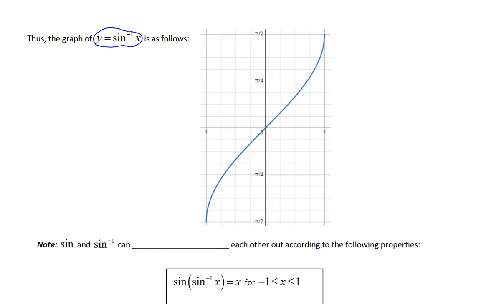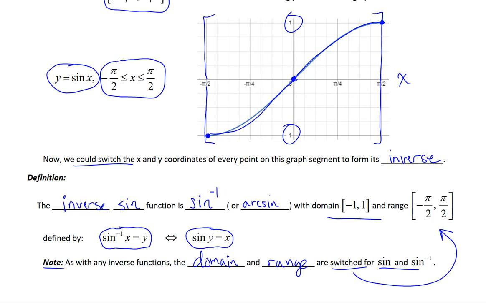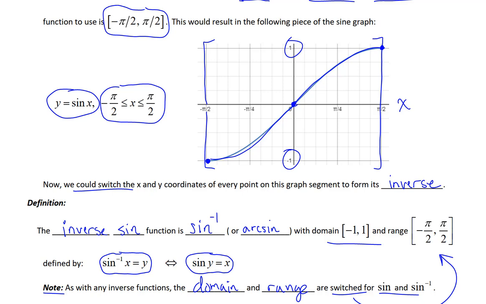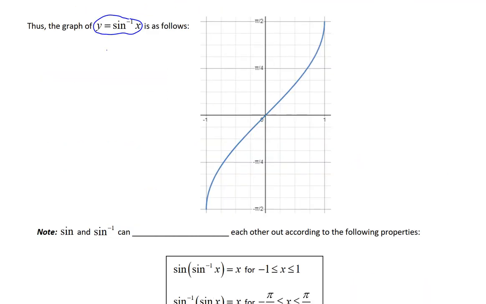Now remember, this graph can be obtained by switching the x and y coordinates from every point on the portion of the sine graph that we're working with here, which is simply from negative pi over 2 to positive pi over 2 for the x or input values. So if you take every point on that sine graph portion and switch the x and y coordinates and then replot them, you get this sine inverse graph, which then would result in the following.